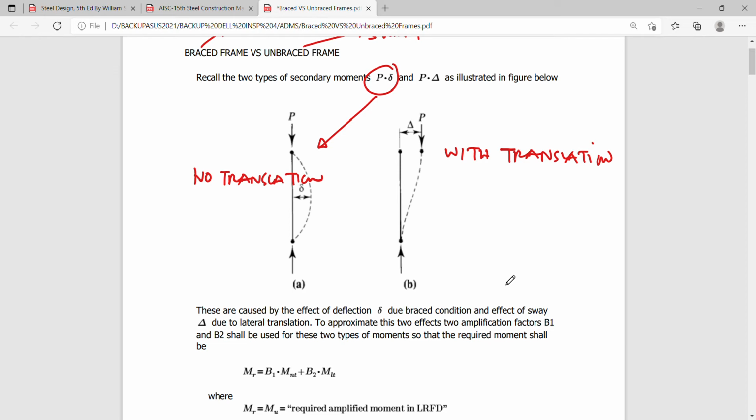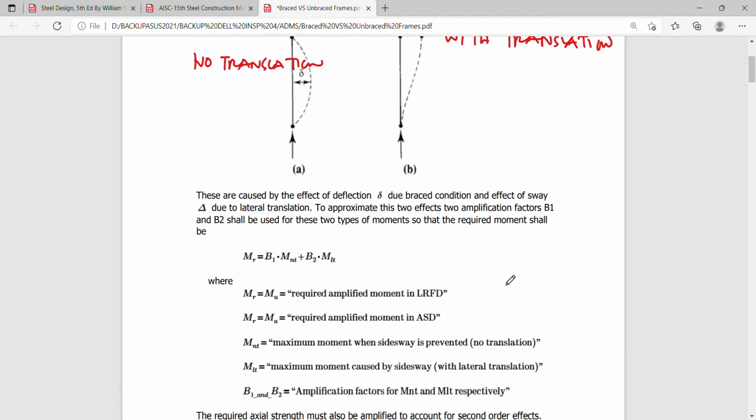So to approximate these two effects, of course, we need to separate the value of the amplification on the braced scenario and the amplification on the unbraced scenario. So we have now two amplification factors, B1 and B2, to handle both the no translation scenario and the lateral translation scenario.